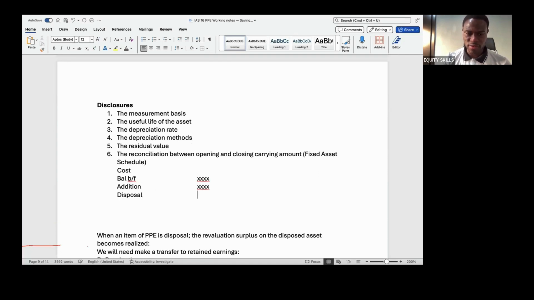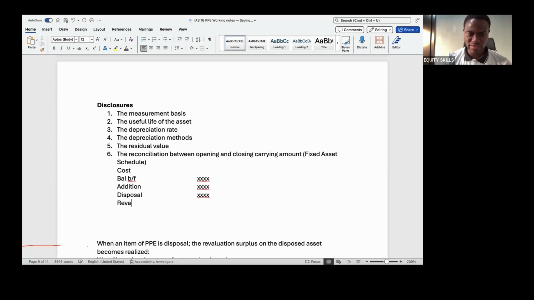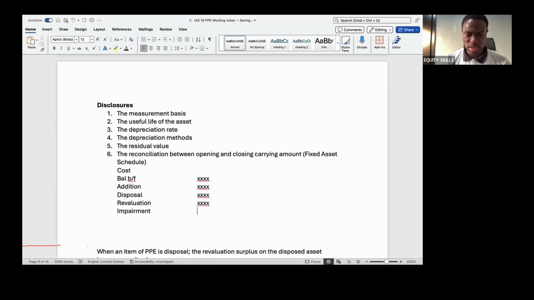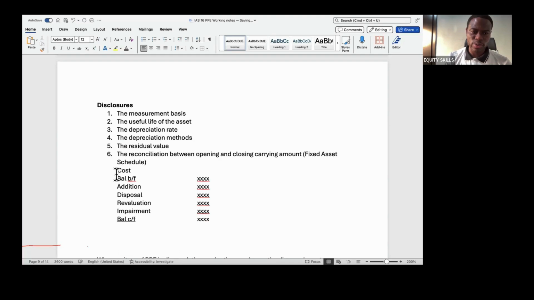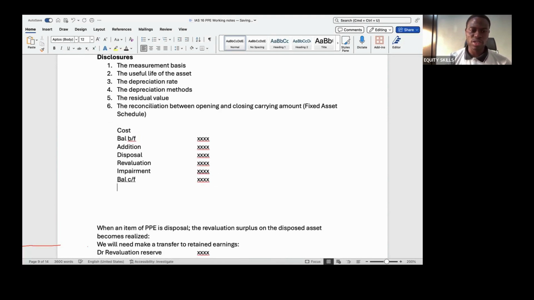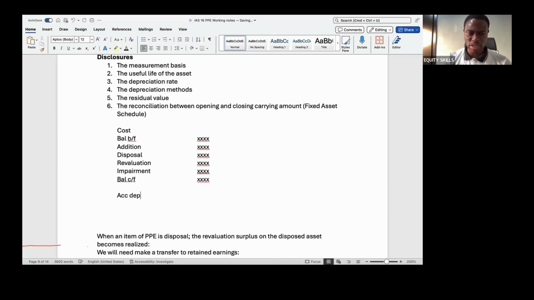We have disposal. If there is revaluation, if there is impairment, if there is business combination, everything, they will just put everything there. Then you have balance carried forward. Then that's for the cost too. All these are disclosures. Then we'll do the same thing for accumulated depreciation.